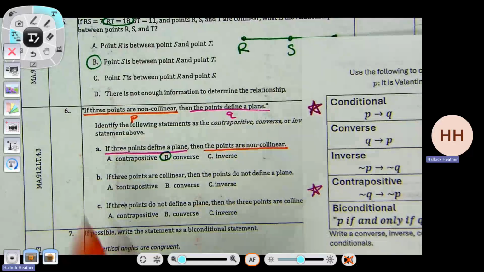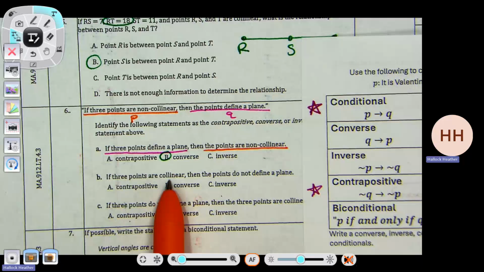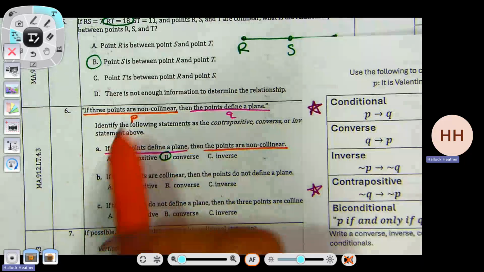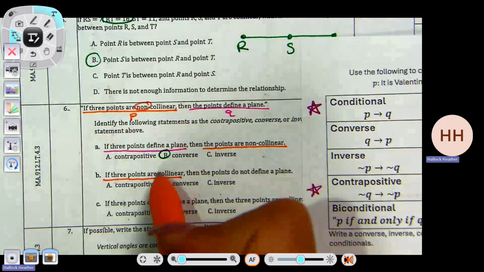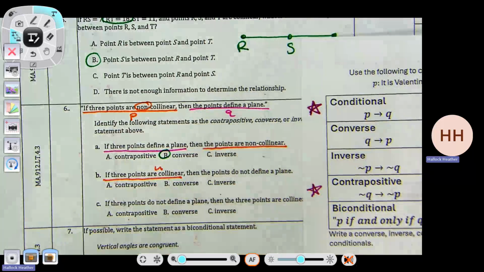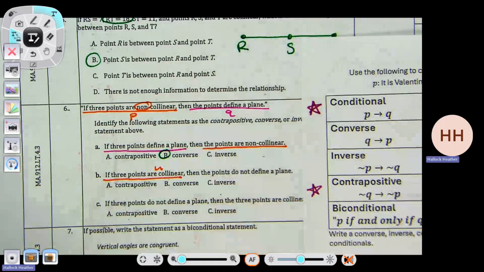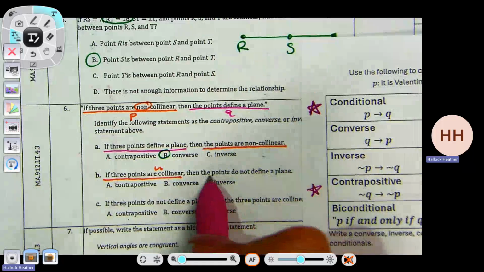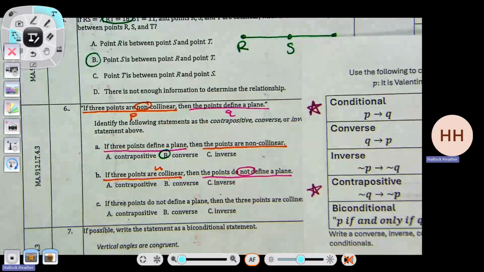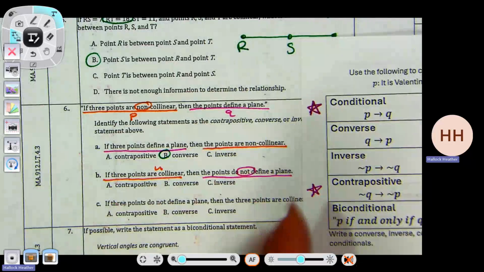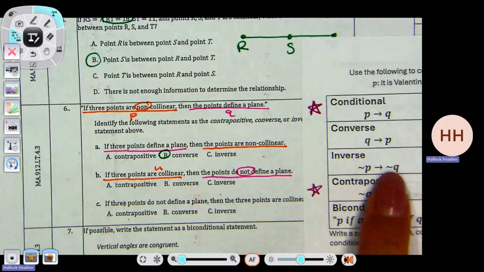So going back to the original, P and Q, it says if 3 points are collinear, so P is still in the front. The only thing that changed is it said non, now it does not. So this is negative, it's negating the sentence. Then the points do not define a plane. So this is still Q, Q is still in the back. Instead of it being this, they're adding the word not. So they're making it a negative sentence. So they did not flip it, they just made it negative. So that's going to be your inverse. You're making it negative.